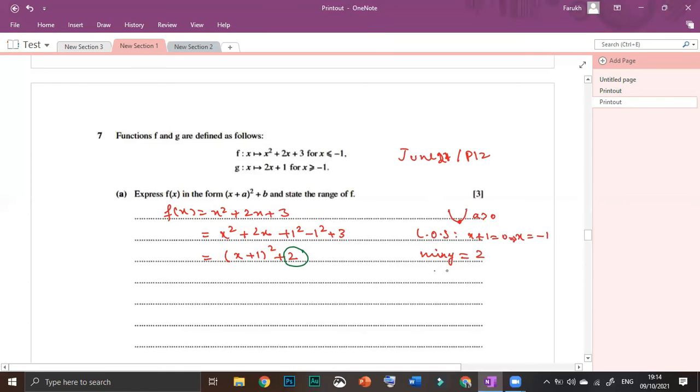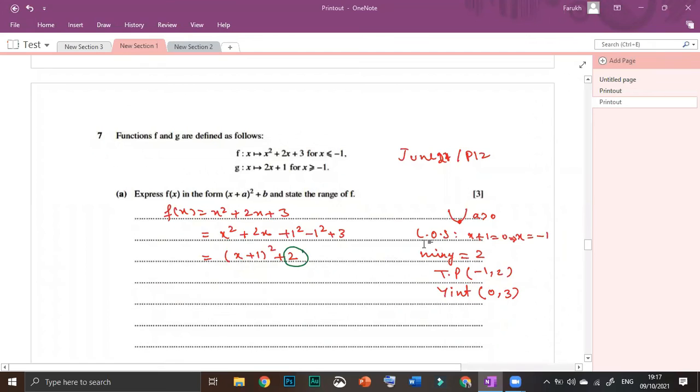The turning point is -1, 2. We will find out the y-intercept. The y-intercept is 0 and 3. Now we will sketch this curve and then we will decide about the range of this function.